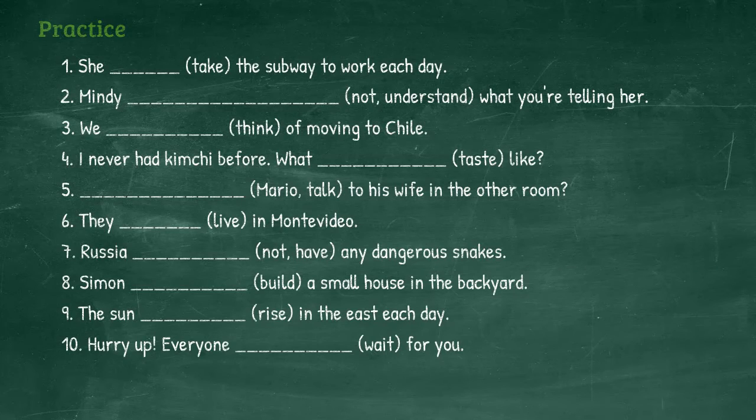Okay, let's do a little bit of work now. The following sentences need to be completed with either the simple present or the present progressive tense. Look at each sentence carefully and decide what to write. You can pause the video here and I'll give you a minute to complete the exercise.